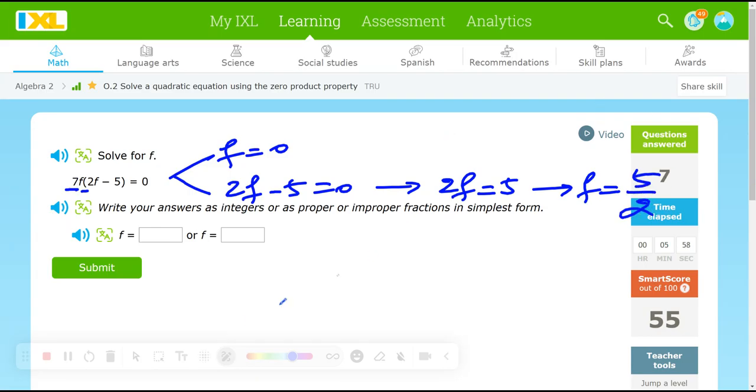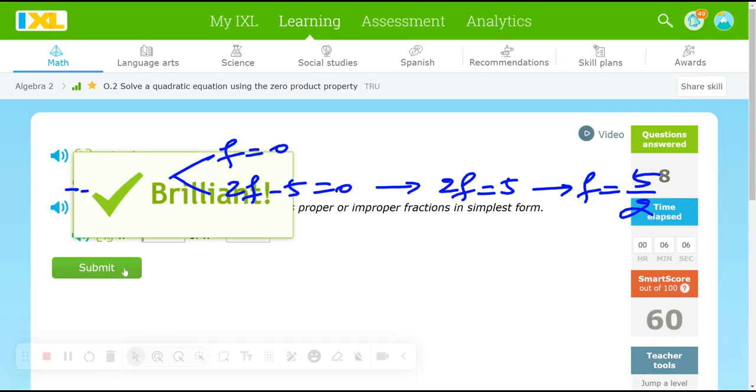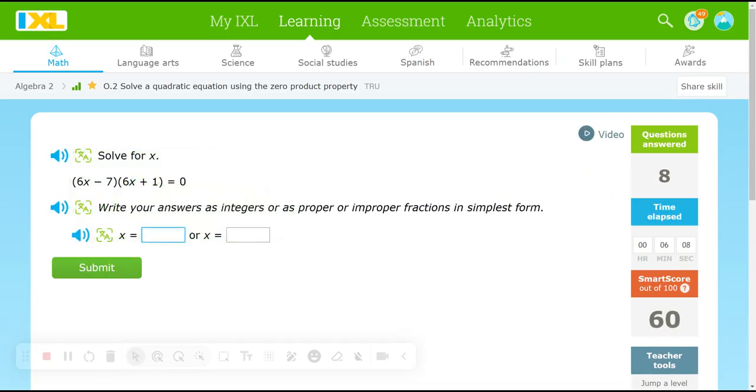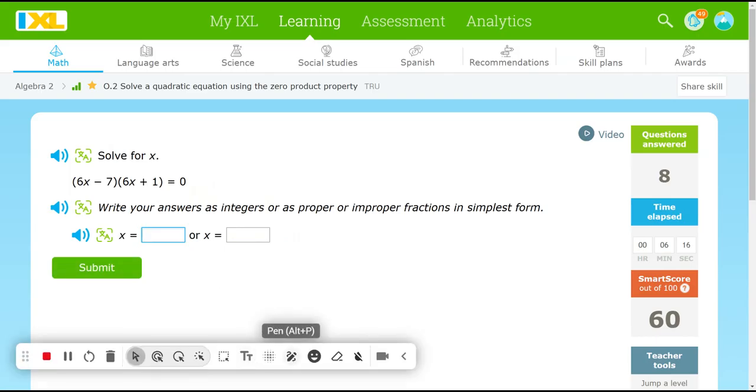Okay. So I put it in over here. The first one is 0. The second one is 5 over 2. All right. Submit. Voila. So the same thing over and over and over. Nothing fancy, you guys. Okay. So let's do a couple more over here.